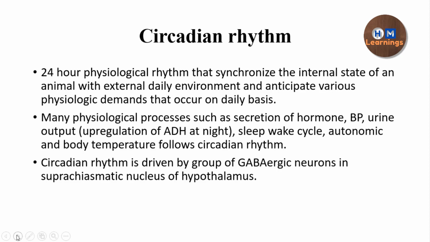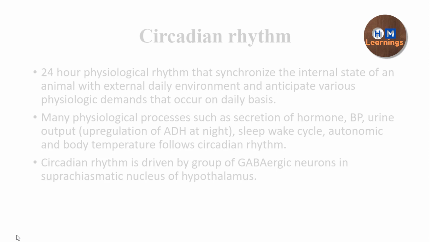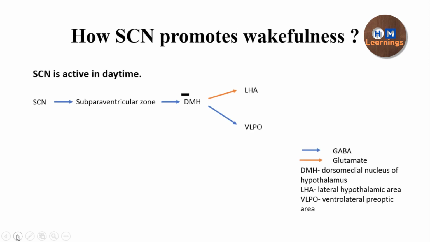So now we know what circadian rhythm is and what maintains it. We also know that the sleep-wake cycle, that we need to sleep at night and wake up in the morning, also follows a circadian rhythm. But how is it happening? How does the suprachiasmatic nucleus have a role in the sleep-wake cycle? The answer is that the suprachiasmatic nucleus is actually promoting wakefulness, and it is active in the daytime and not active at night. How it remains active in the daytime, we are going to see in the next slide.